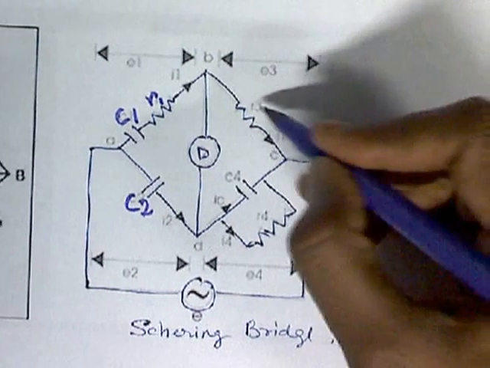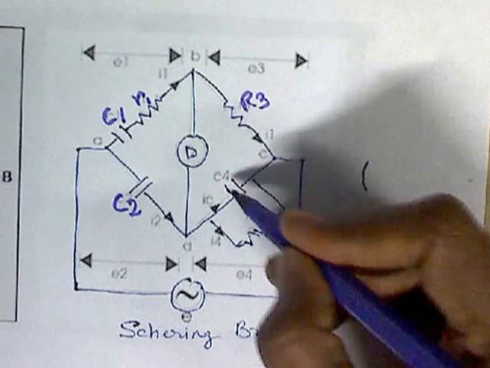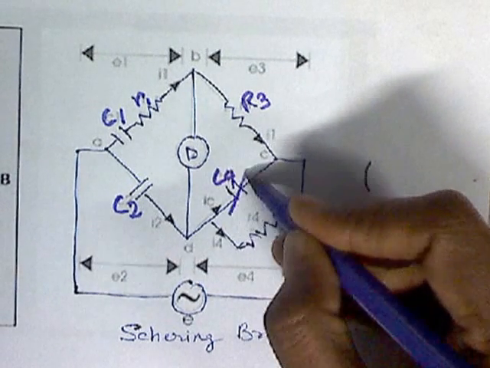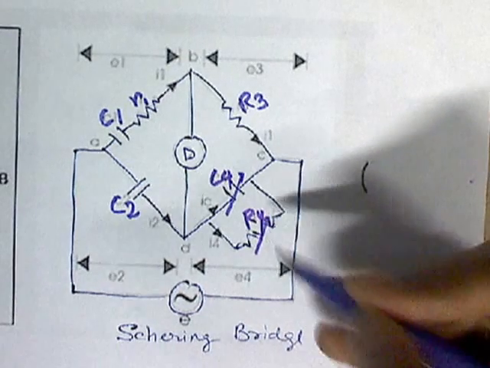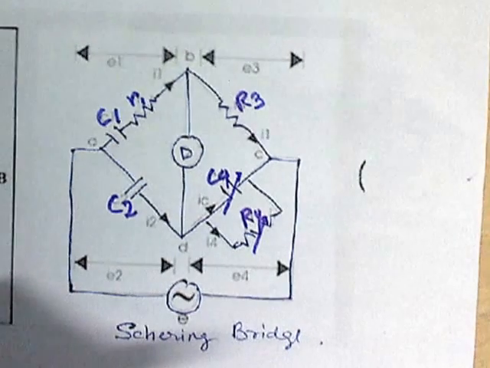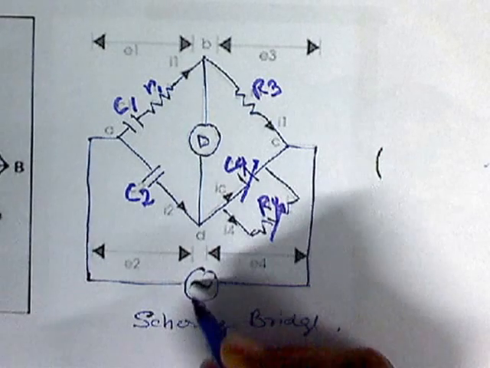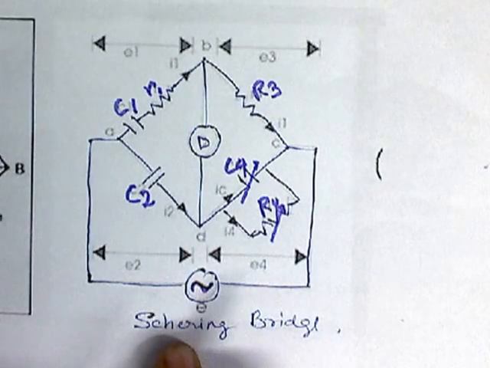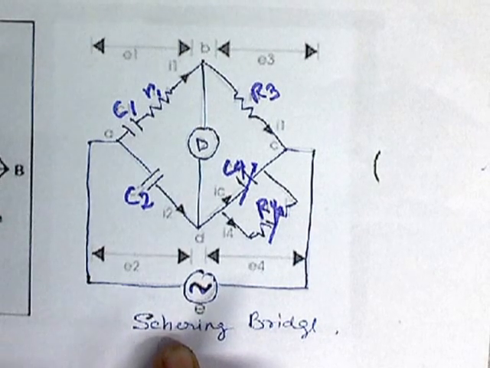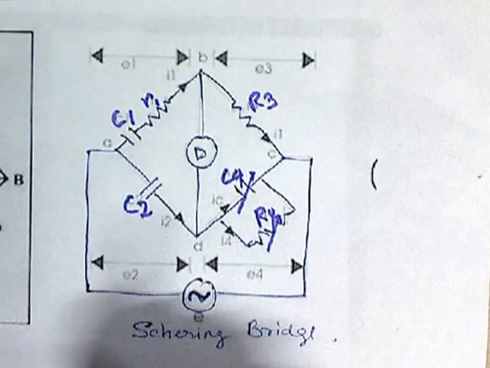This is R3, and this is another capacitor C4, a variable capacitor. This is R4, a variable resistor. So this Schering bridge is an AC bridge. We can see this source is an AC, and this bridge is used to measure the capacitance of the unknown capacitor.